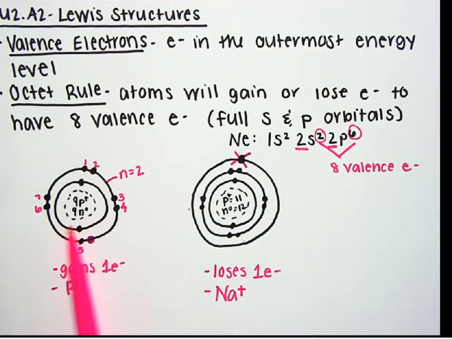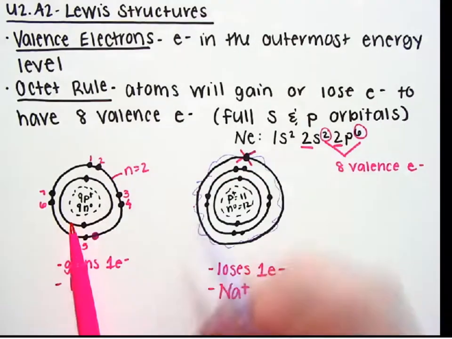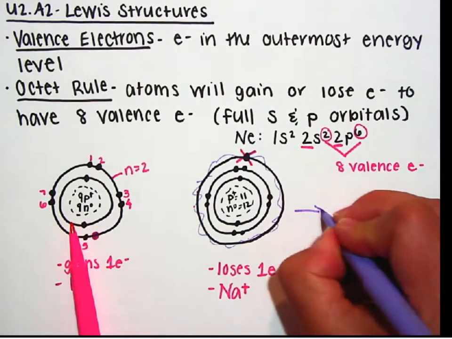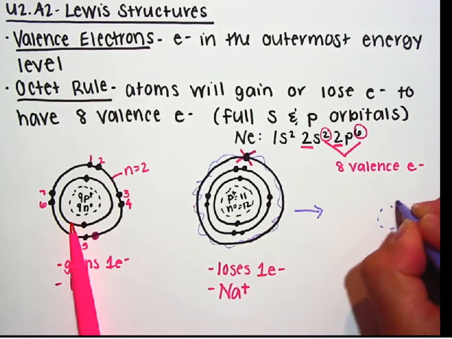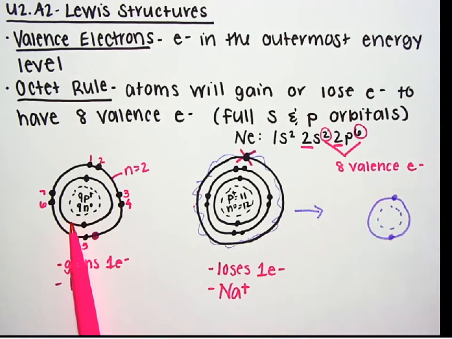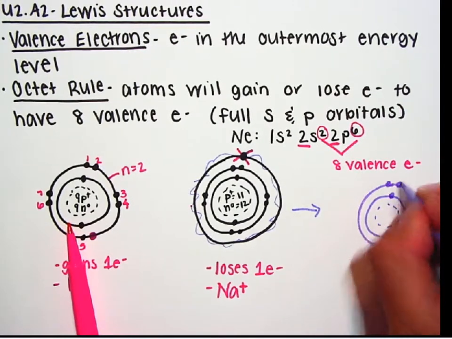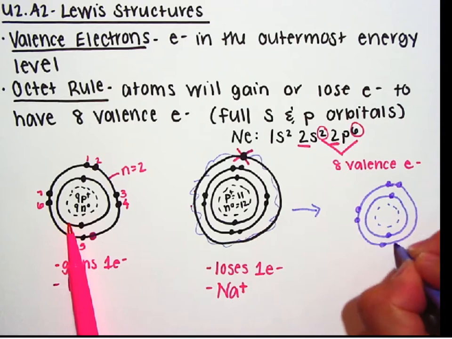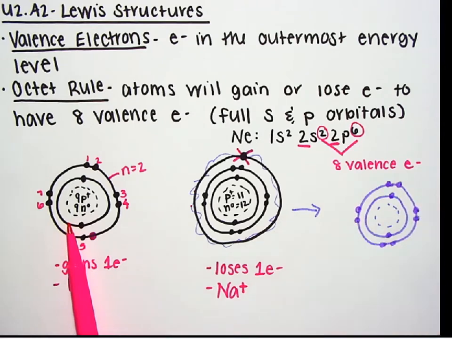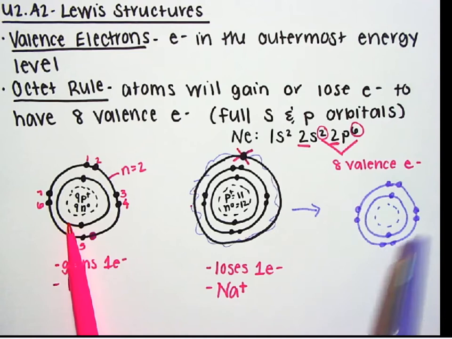Well, what happens when sodium loses that electron, it loses that entire energy level. So what sodium looks like now is its first energy level has 2 electrons. Its second energy level has 8 electrons. And it lost the third energy level. So when sodium loses 1 electron, it now has 8 valence electrons, and it follows the octet rule.